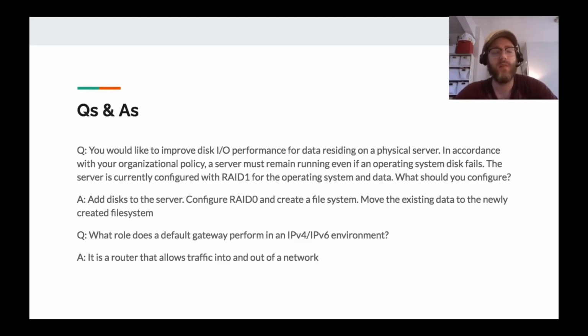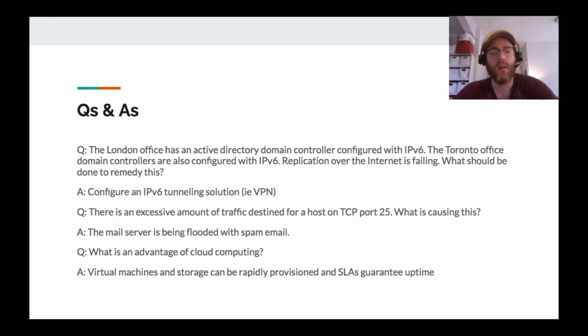What role does a default gateway perform in an IPv4, IPv6 environment? It's basically a router that allows traffic into and out of your network. The London office has an Active Directory domain controller configured with IPv6. The Toronto office domain controllers are also configured with IPv6. Replication over the internet is failing. What should be done to remedy this? So use a tunneling solution like a VPN.